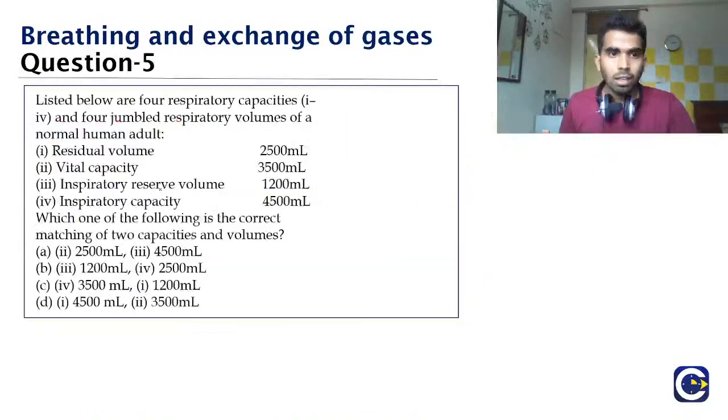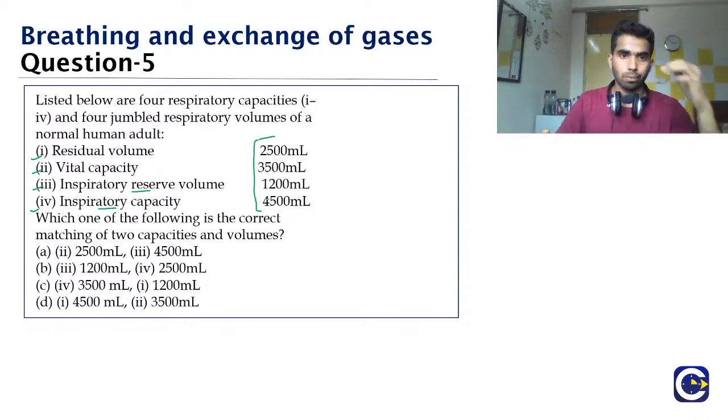Okay guys, now coming to question number 5. Listed below are 4 respiratory capacities from 1 to 4, and there are 4 jumbled respiratory volumes of a normal human adult. They are: 1 is respiratory volume, 2 is vital capacity, 3 is inspiratory reserve volume, and 4 is inspiratory capacity. These are the 4 columns, and these are the volumes given over here. Now you have to match the option in the column with this volume. For this, you need to know the basic measurement of each of the respective volumes, and this is also important for the examination.